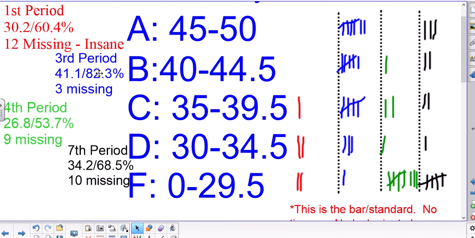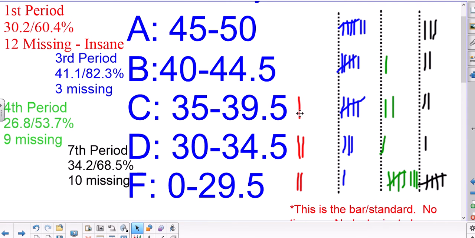3rd period, much better. Unfortunately, it's the same couple people in particular missing a lot of these things, but most of you know what you're doing here, and the scores reflect that. 4th period, 9 missing. Now the class is a little bigger, but it's not big enough to be missing 9, and you're averaging an F on this test. Again, you can look at the slashes for each number of grades.